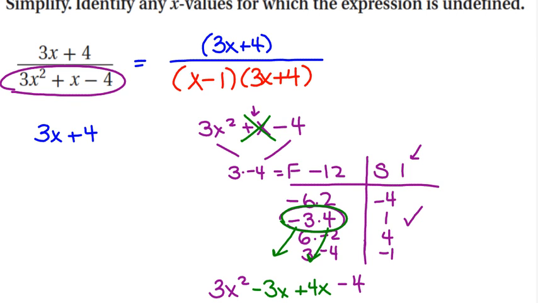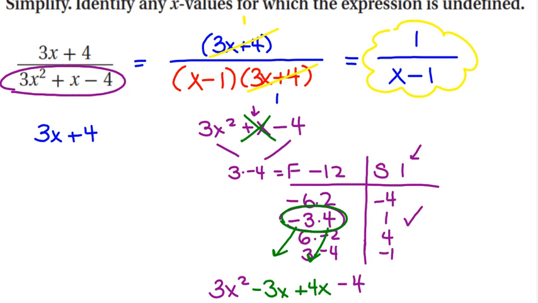Now let's look to see if there's any common factors in the numerator and the denominator. And there is. There's a 3x plus 4 here. There's a 3x plus 4 here. So what we're left with is a 1 in the numerator and a 1 in the denominator. So our final answer is 1 over x minus 1. So there's our final answer in reduced form.